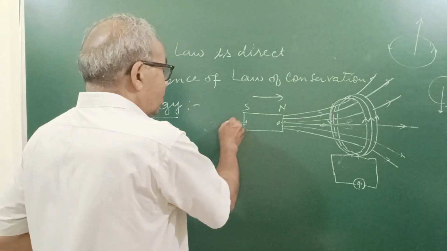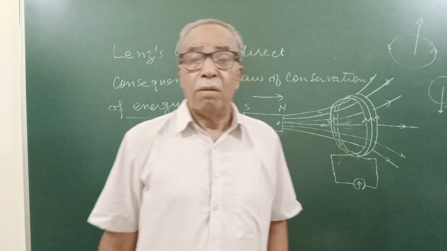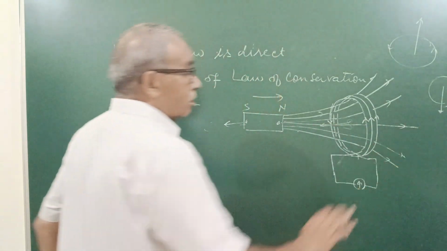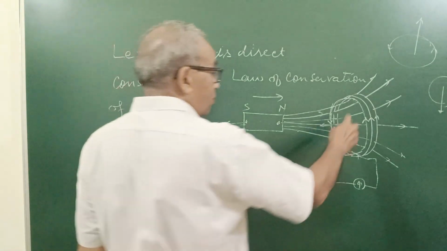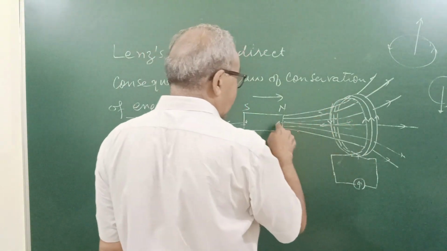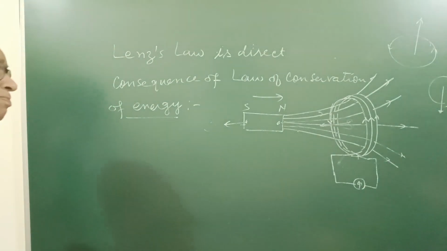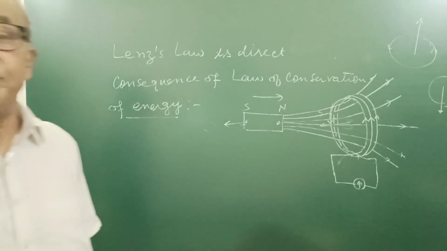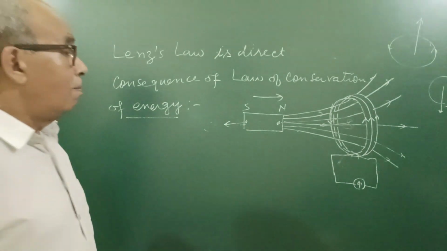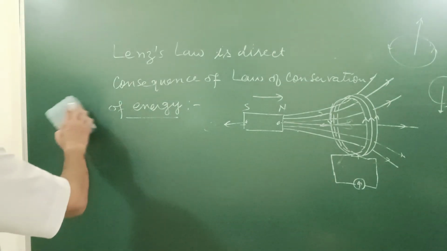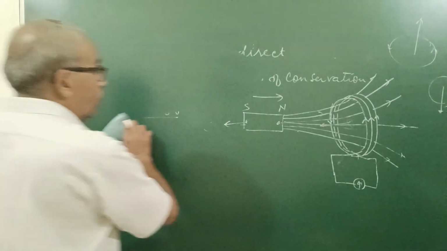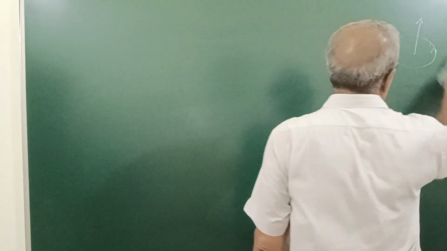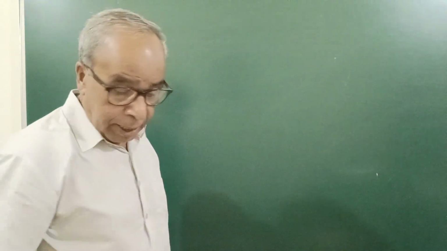Similarly, if we take it away, the flux will decrease. Flux decrease means the induced current will produce a magnetic field in the direction of the field of the magnet, and hence the face will act as a south pole. That south pole will attract the north pole, and hence work will be done against the attractive force to carry the magnet away, and that way the work done appears in the form of electric energy. So that way the law of energy is not violated here, and hence we can say that Lenz's law is a consequence of the law of conservation of energy.